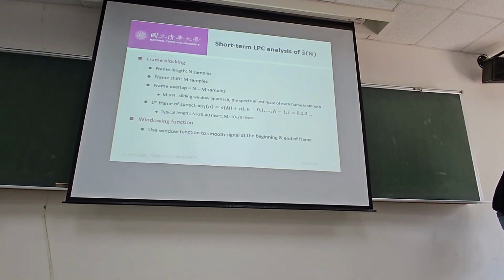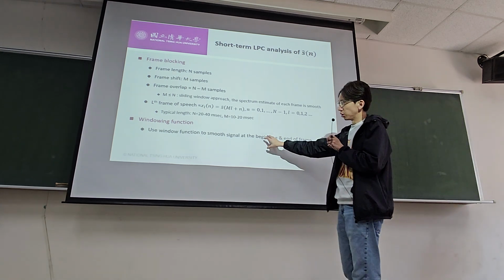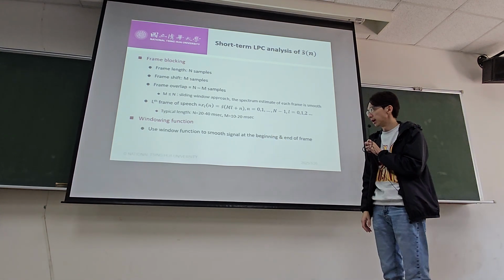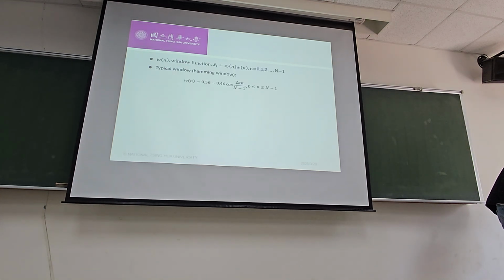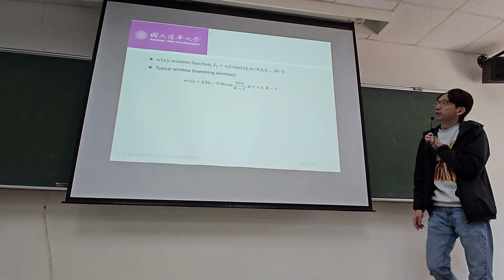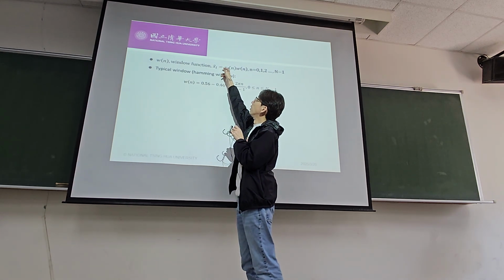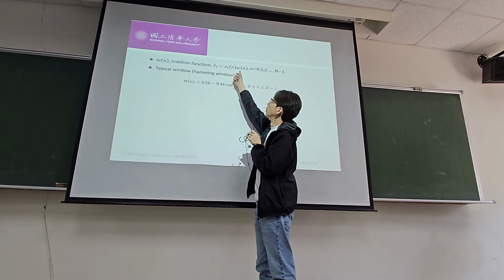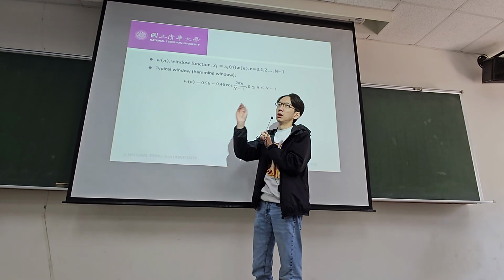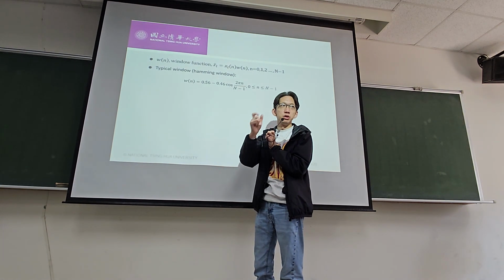So, windowing function. Once you frame block it, you get a short segment. Then you use a window function to smooth the signal at the beginning and ending of the frame. So we call W the window function. Your signal, the Lth index frame of your signal, is multiplied by the windowing function. Then you get your windowed short segment out of the original speech sound.